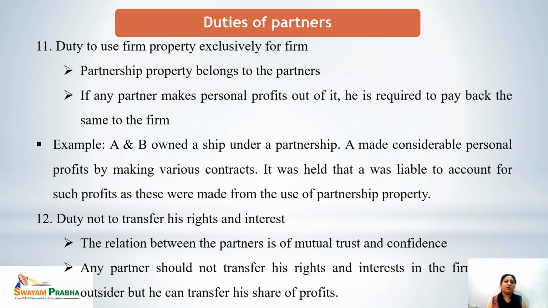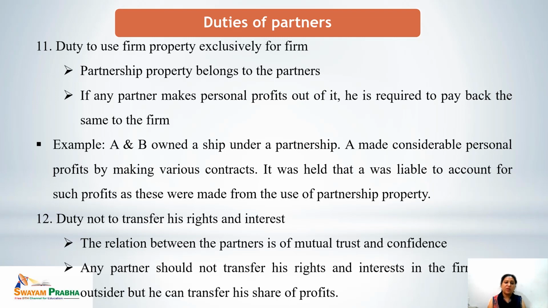Duty to use firm property exclusively for the firm. Every partnership firm has some property, so it is the duty of the partners to use that property only for the firm. The property belongs to the partners, but this property is to be used exclusively for the routine affairs of the business. And if any partner makes any kind of secret profits by using this property, he is required to pay back the same to the firm.